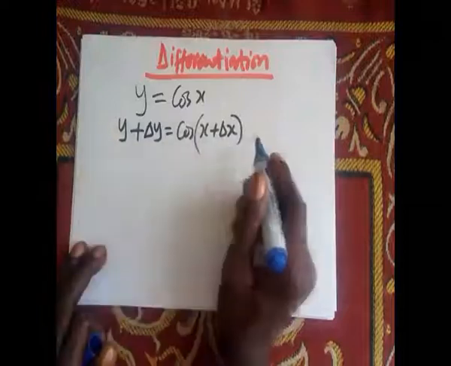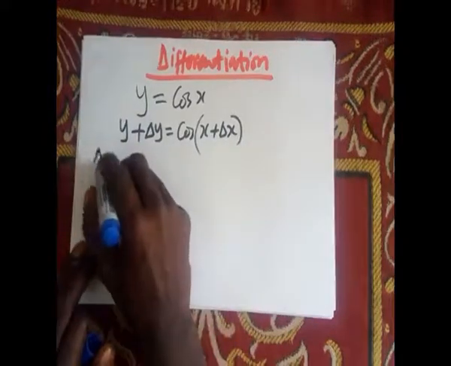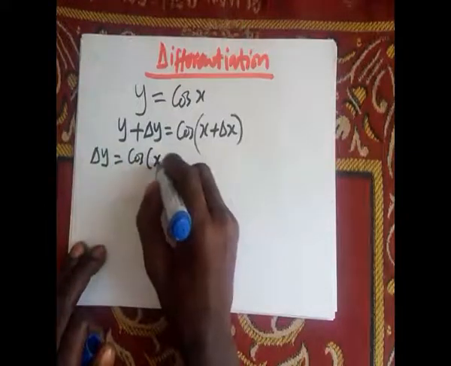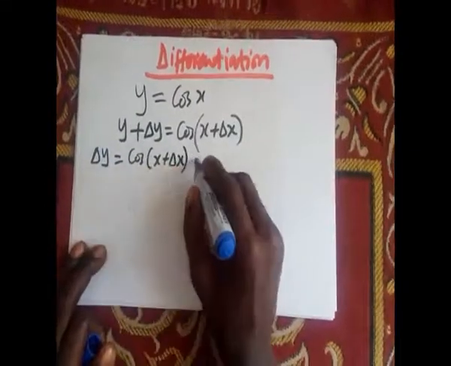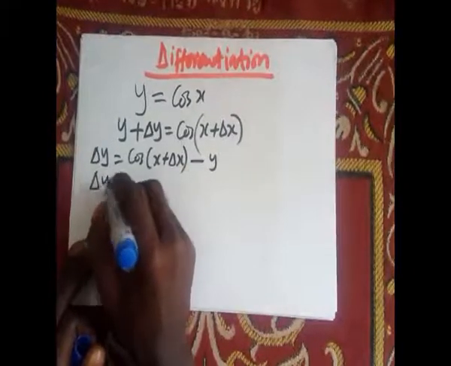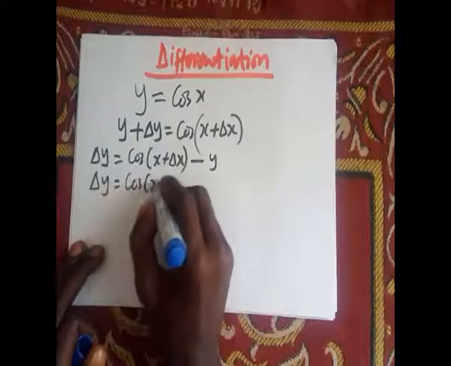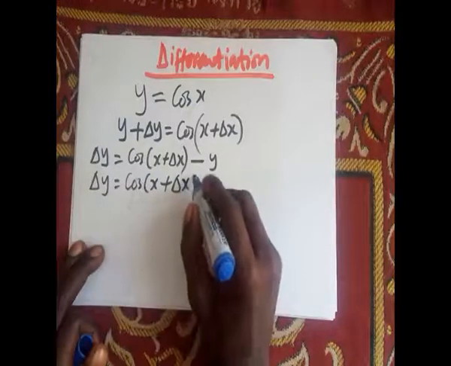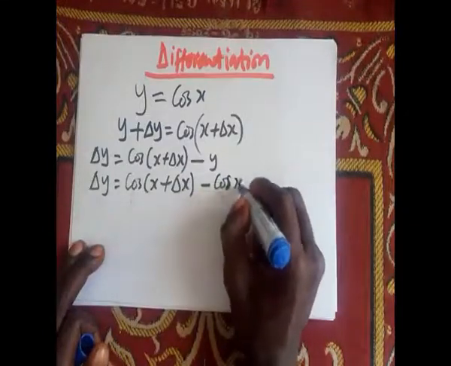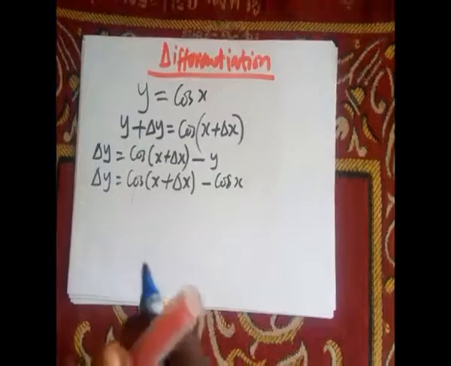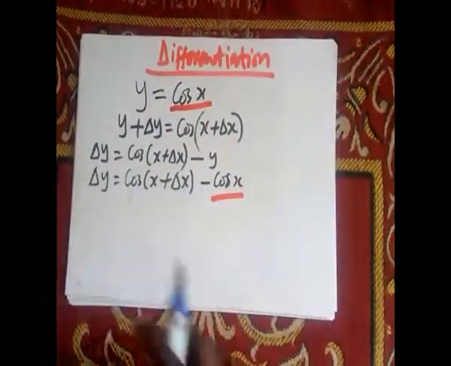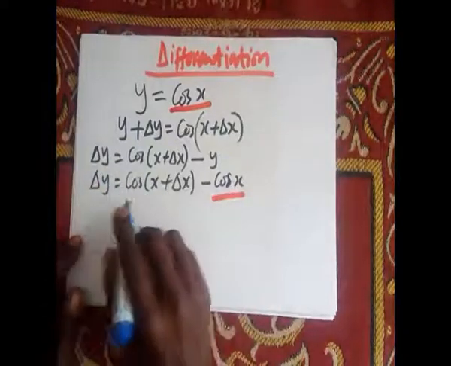If this is the case, we are going to make delta y the subject so that we can have cos(x plus delta x) minus y. So we have delta y equals cos(x plus delta x) minus cos x, because y equals cos x. Since from the beginning y equals cos x, we can just substitute. Then we can expand this.